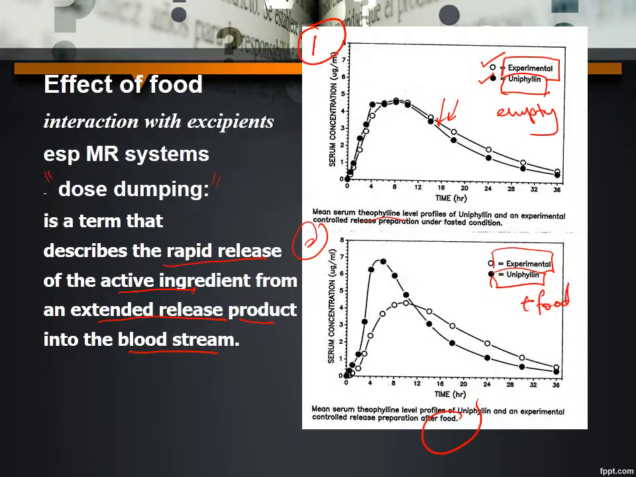The effect of food will cause dose dumping to the branded drug, which is called Unifylline. This is also an extended release preparation, but it is easily affected by food. So in this experiment, they are trying to change the type of excipient so that there's no interaction with food and no dose dumping happens, and the release profile is maintained.